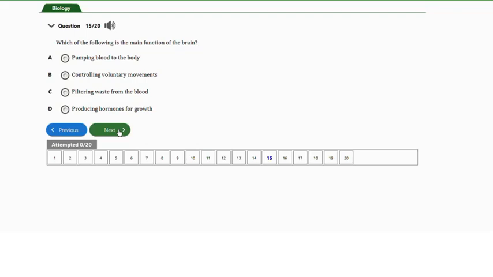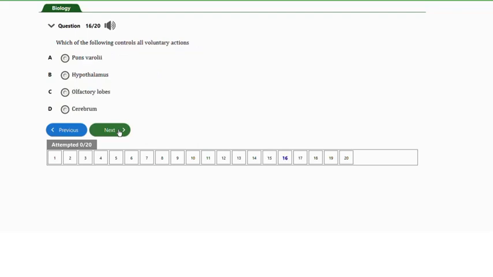So the brain helps us to control and coordinate movements. So out of these whole options, the one that best answers the question is option B, and that's controlling voluntary movements.